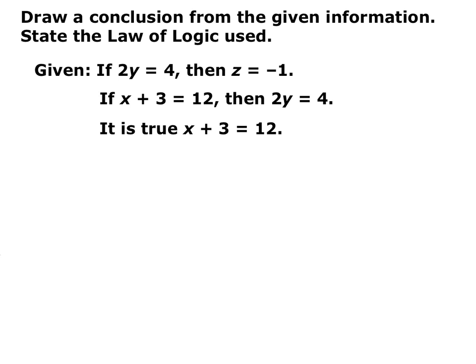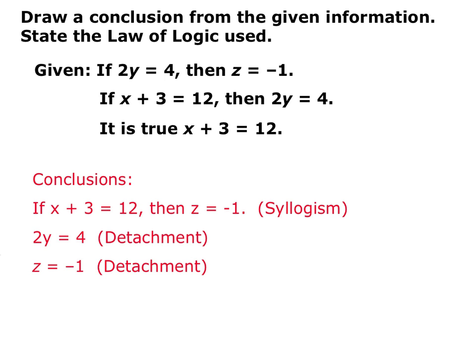We know that x plus 3 equals 12. So where's an if-then that helps us out after we know that? The second one. So since we know this is true, we can conclude 2y equals 4. Once we know 2y equals 4, what can we conclude also? Z equals -1. So what were we using when we used this true fact and this if-then? That was detachment. And then when we used that with the first one, we did detachment again. So we probably did detachment twice and didn't really do syllogism.